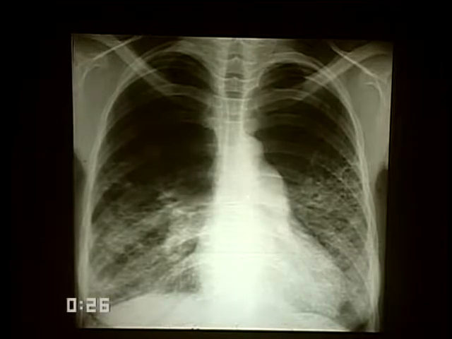Many of these diseases will be associated with pulmonary artery hypertension. You will notice that the main branch of the pulmonary artery is as big, or if not bigger, than the bronchus, which is a very reliable sign of PA hypertension.